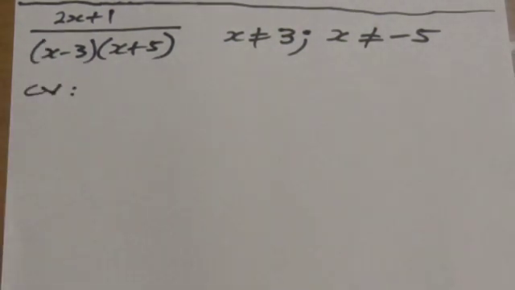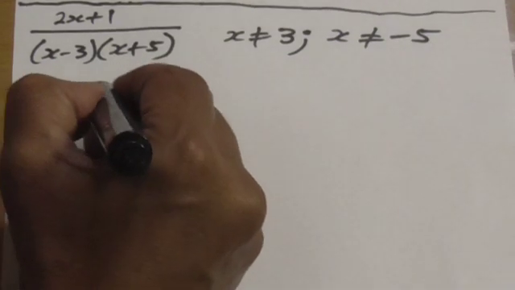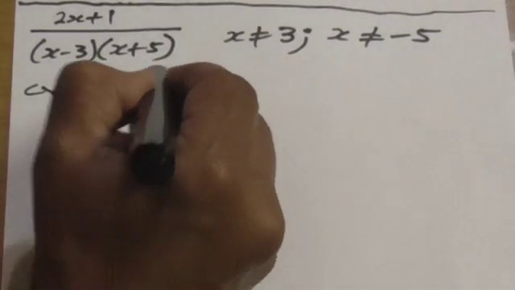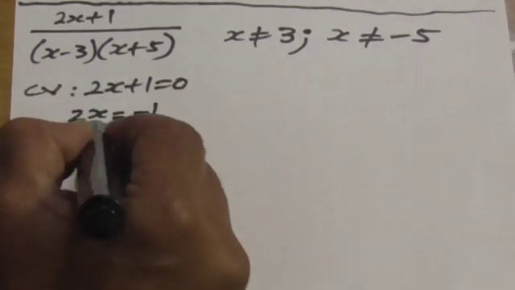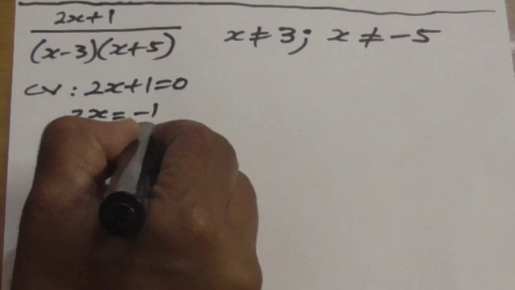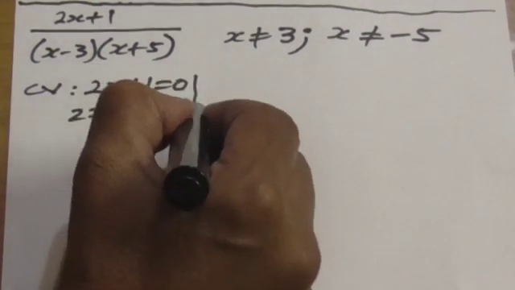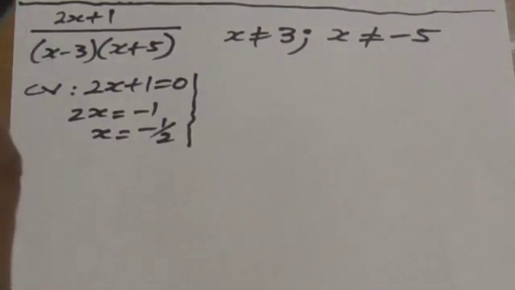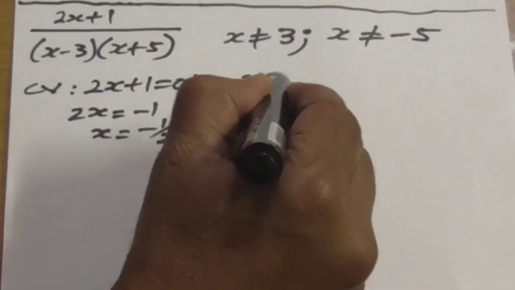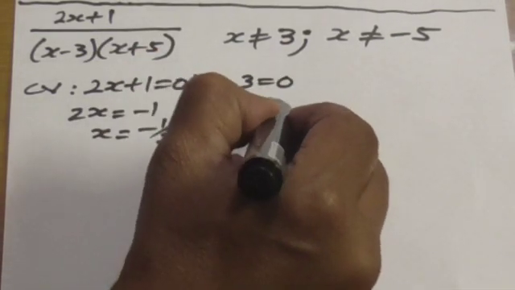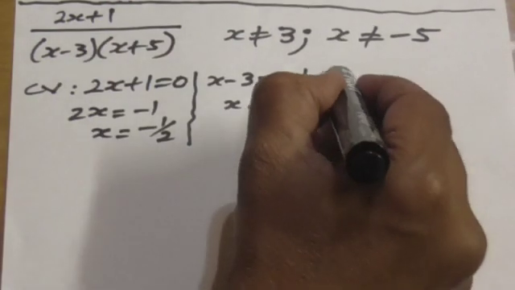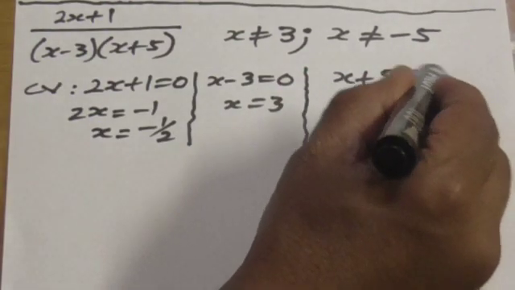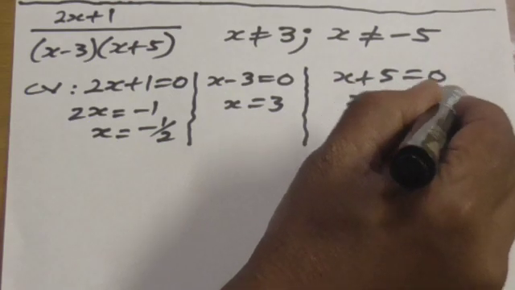Now your CVs. Now I'm not going to do all the works. I'm just, alright, let's do it. 2x plus 1 is equal to 0. So 2x is equal to negative 1. X is equal to negative half. So that's one CV. Then here, x minus 3 is equal to 0. X is equal to 3. That's another CV. Critical value. CV means critical value. And then here, x plus 5 is equal to 0. X is equal to negative 5.